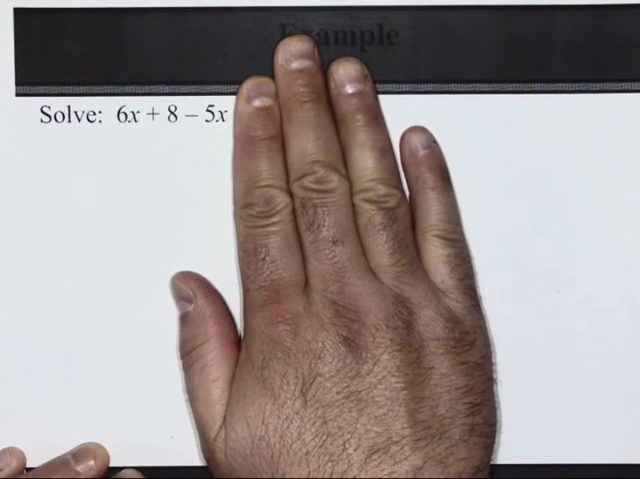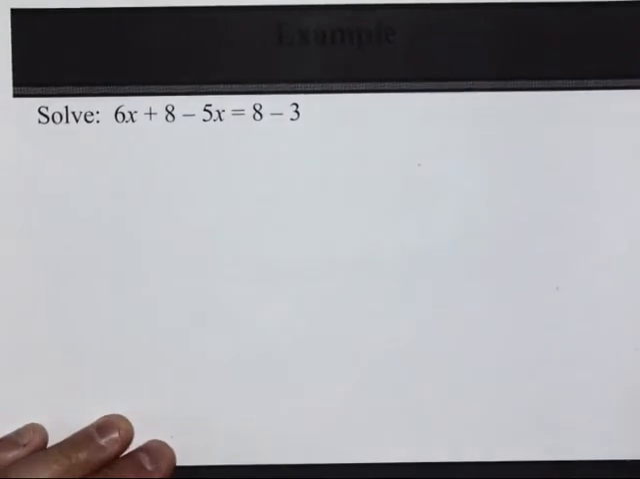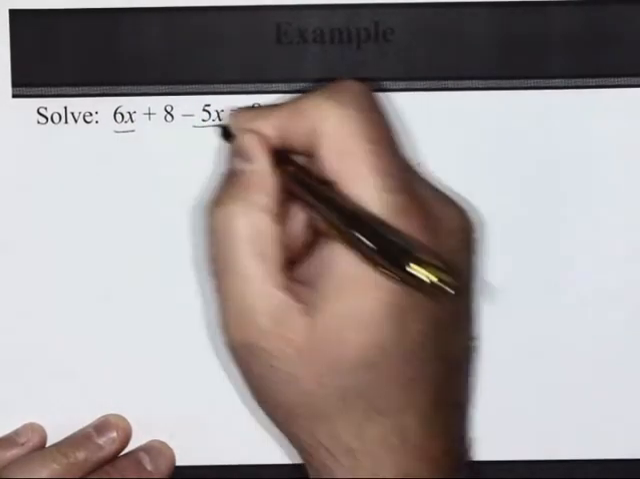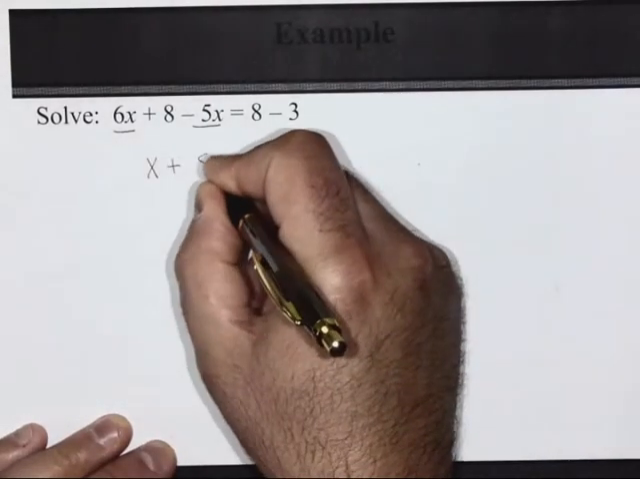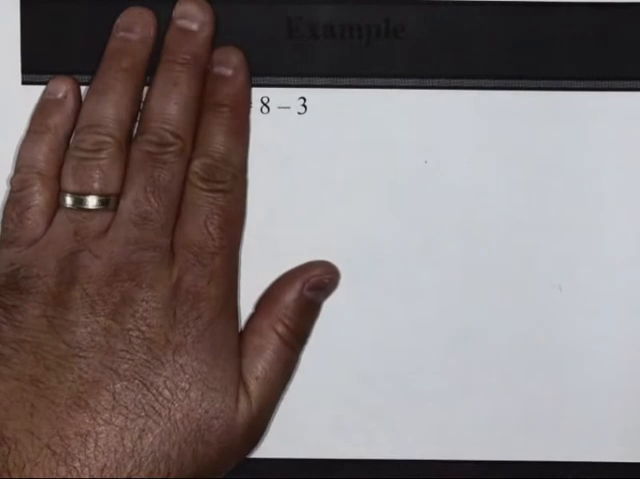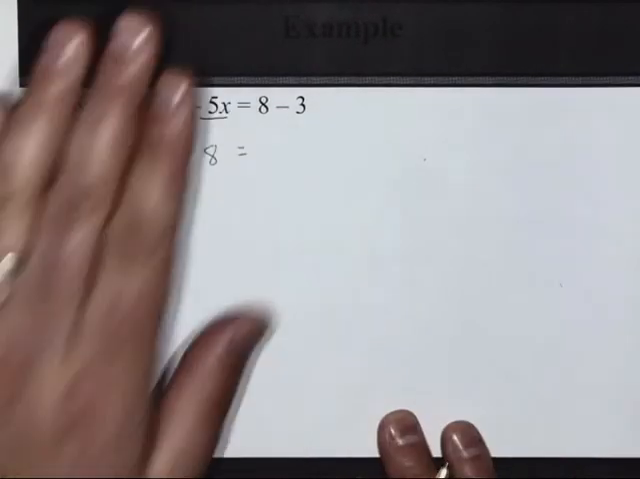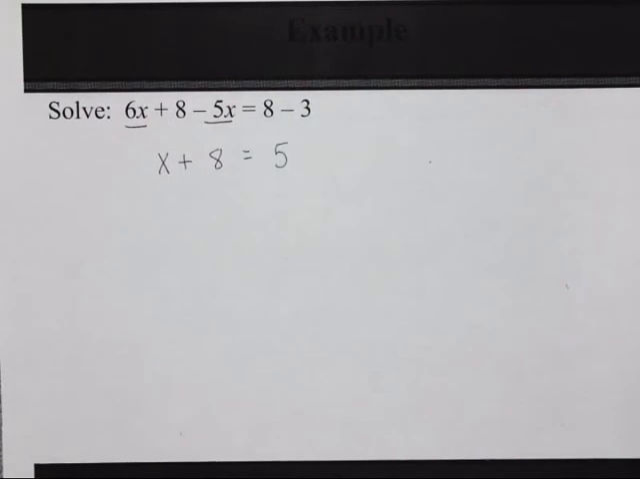If I cover the right-hand side of this, that is an expression. We spent all of section 4 learning how to simplify that. So we want to simplify that left-hand side. So these are like terms. 6x minus 5x is 1x. So the left-hand side simplifies to x plus 8. Simplify the right-hand side. 8 minus 3 is 5. So we want to do that before we start solving, and that makes the equation easier to solve.